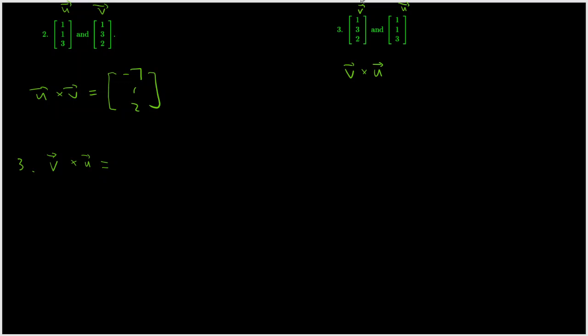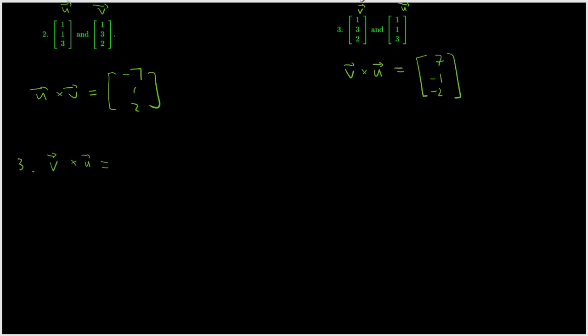Yeah, I think Hardy got it right too. Okay, u cross v has the first component 7, right? The second component is -1. The third component is -2. Using these 2 questions, I was trying to motivate a property.